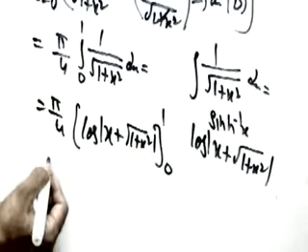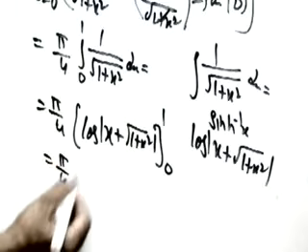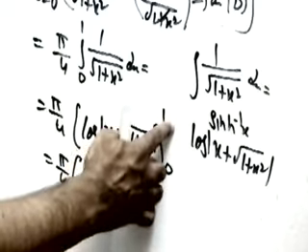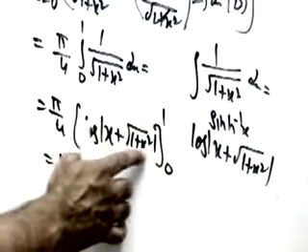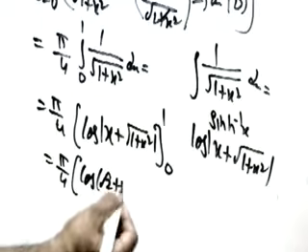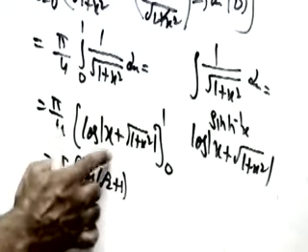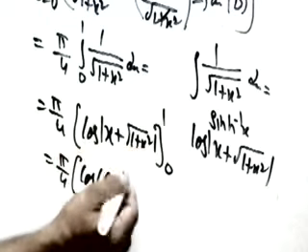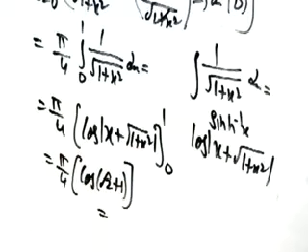Now the limits are 0 to 1. If you keep the upper limit 1, it is pi by 4 into log of 1 plus root 2, which you can write as root 2 plus 1. If you substitute the lower limit 0, it is log 1, which is 0. We can leave this, log 1 is 0. So the answer is pi by 4 into log of root 2 plus 1.